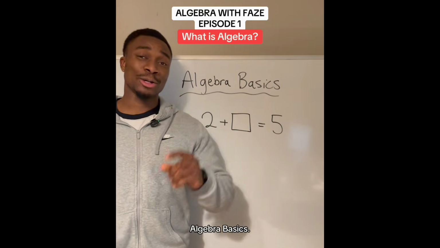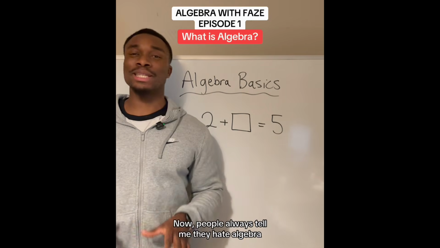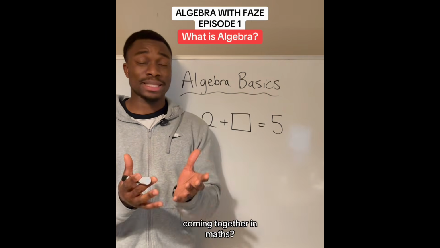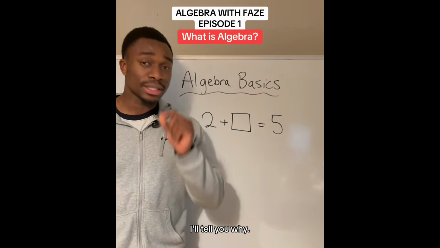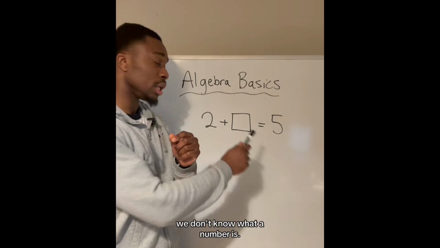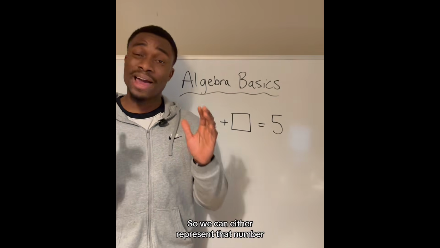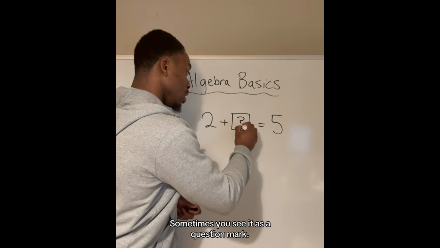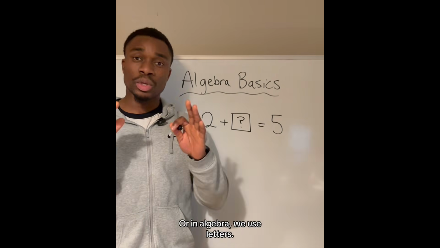Episode number 1, Algebra Basics. Now, people always tell me they hate algebra because why do we have letters and numbers coming together in maths? I'll tell you why. Sometimes in maths, we don't know what a number is. It's an unknown. So we can either represent that number with a mystery box, sometimes you see it as a question mark, or in algebra, we use letters.